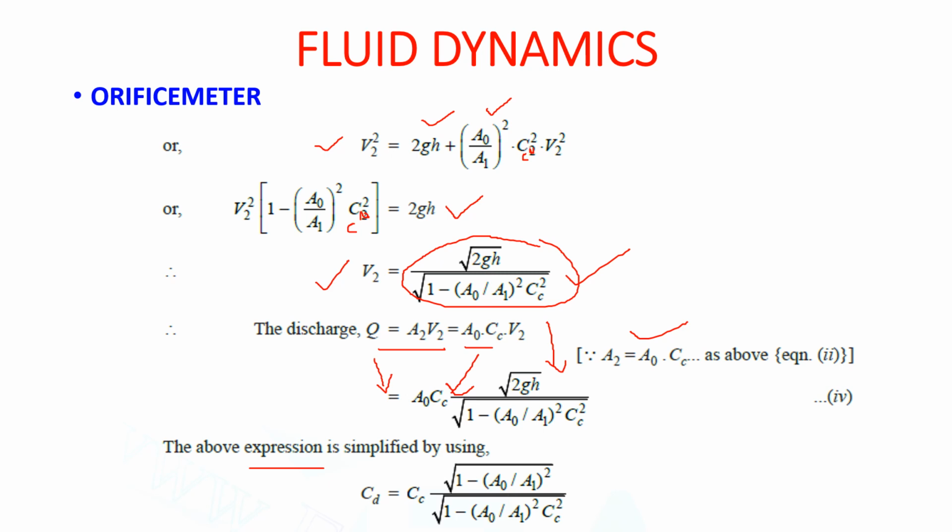So this above equation we have simplified for the coefficient of discharge. The coefficient of discharge is equal to the coefficient of contraction, that is Cc, under root 1 minus (A naught by A1) square divided by 1 minus under root 1 minus (A naught by A1) bracket square into Cc square. Guys, this is nothing but the simplification of the expression. This equation has been simplified because we know that the coefficient of discharge is the ratio of actual discharge to theoretical discharge. So from the above equation we get this particular value.